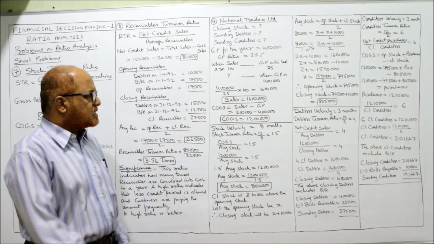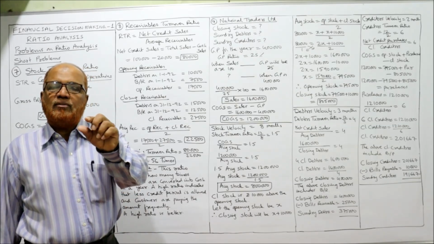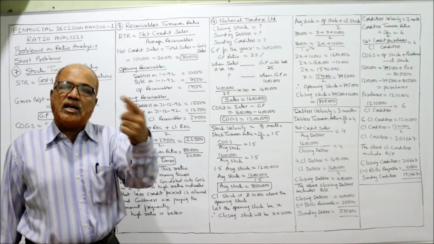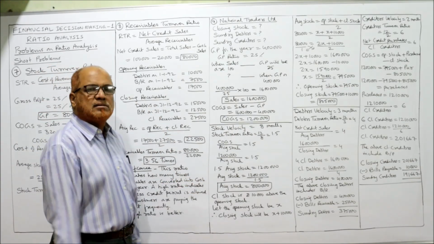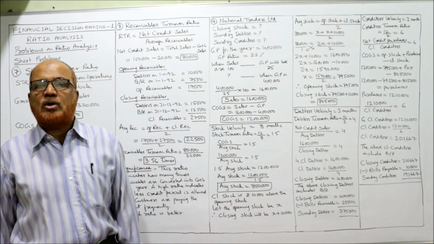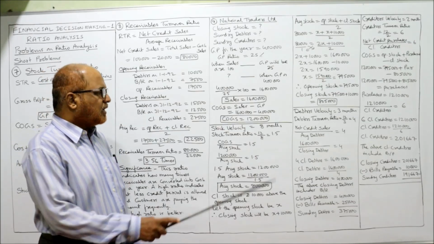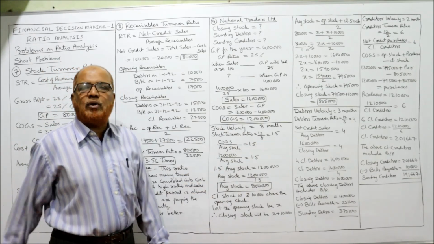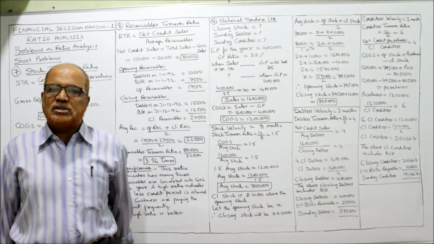Stock velocity is given in the problem as 8 months. By using this stock velocity, we can calculate the stock turnover ratio in times. This stock velocity is given in months. Now I want to convert it into times. How many times can we convert the stock into sales? There are 12 months in a year. So 12 divided by 8 comes to 1.5. So 1.5 times we are converting the stock into sales.